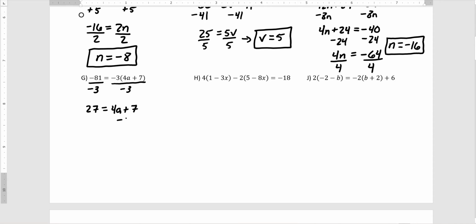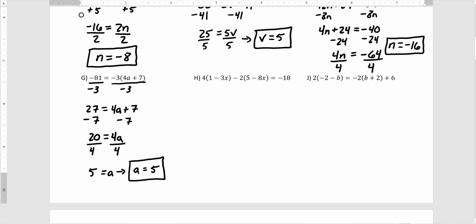And I can subtract 7 from both sides because I need to undo that plus 7. So I'll get 20 equals 4a. And then divide by 4, divide by 4. So I will have 5 equals a, which means that a equals 5. And I write it like that just because it's more proper to have the variable on the left. And if you look at all the other ones we've done, that variable has been on the left.